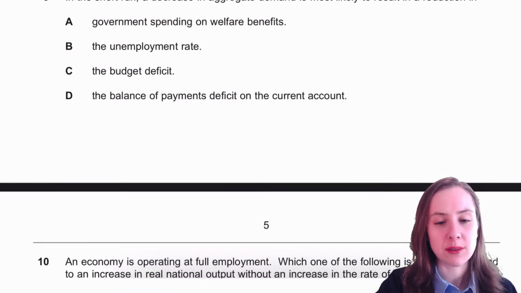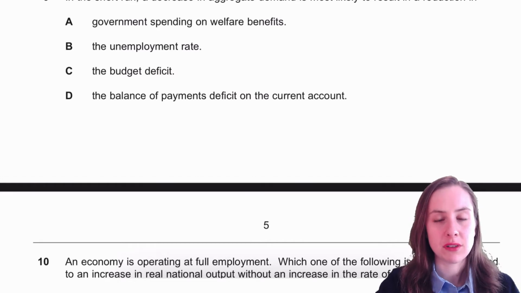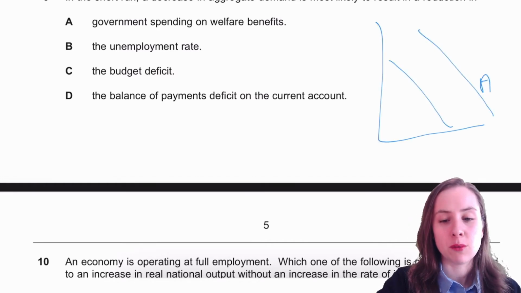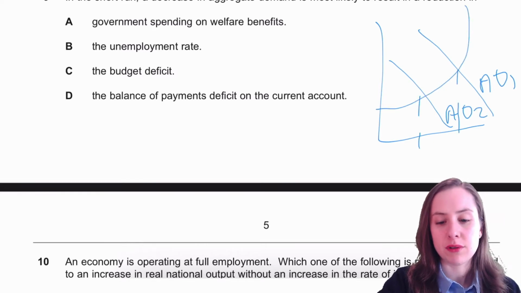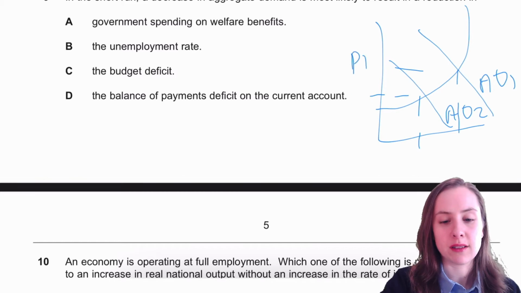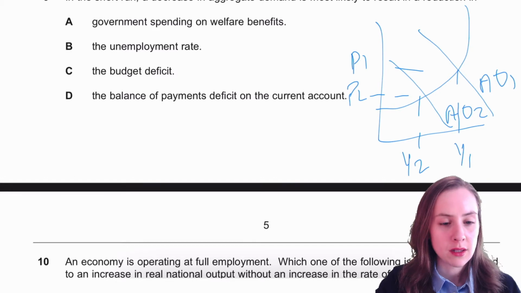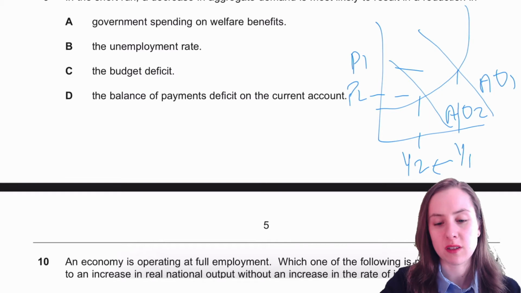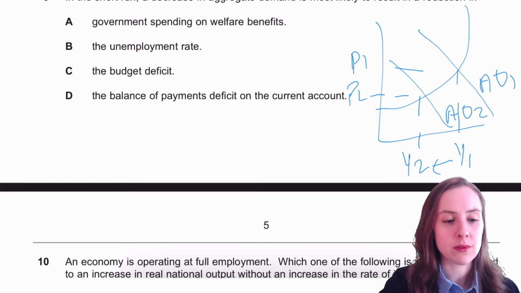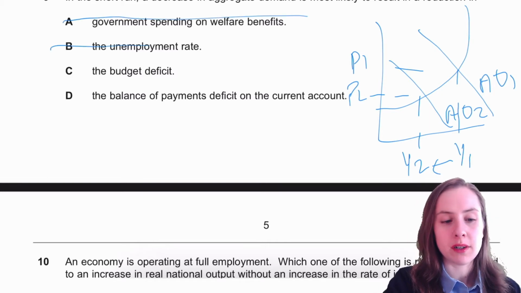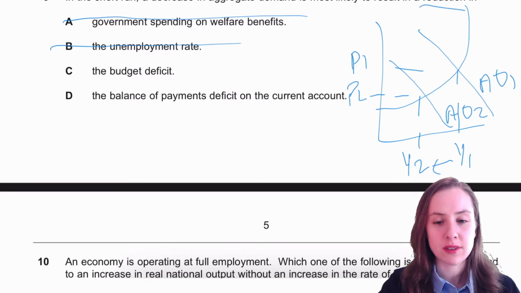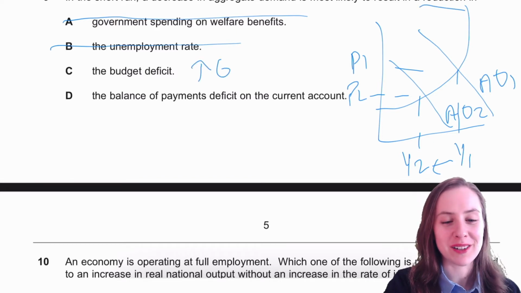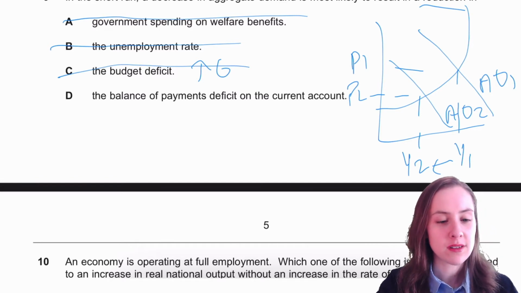A decrease in aggregate demand is most likely to result in a reduction. Okay, if AD falls from AD1 to AD2, there will be a decrease in output as well as prices. So I'm looking for something like this, P1, P2, or Y1, Y2. There should be more spending on welfare benefits because your economy is smaller, it's shrunk, people need income support. More unemployment, not less. There'll be more government spending, right? Because the economy isn't doing very well.